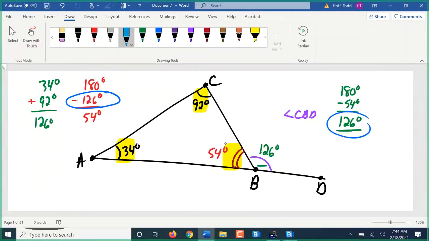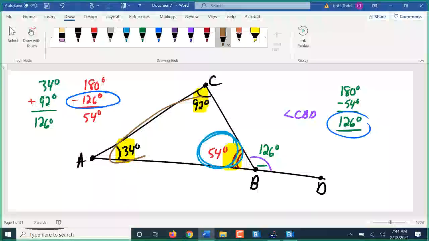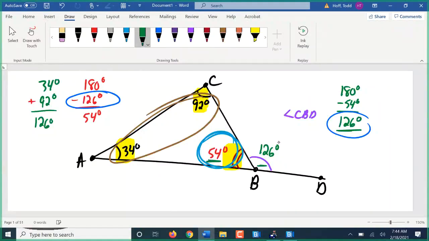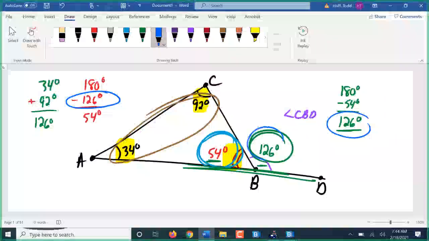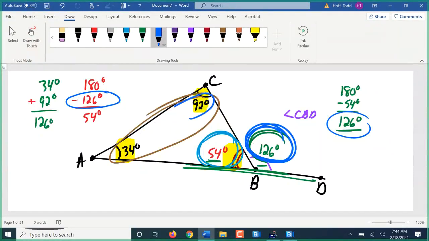Here, because this 54 degrees has to combine with these two angles to add up to 180, because they're the interior angles of a triangle, and that 54 degrees also has to combine with this angle to make 180, because those two add up to a straight line. That means that this angle, this exterior angle, is always equal to the sum of the other two interior angles of a triangle.